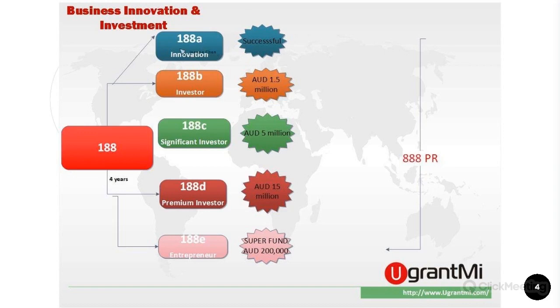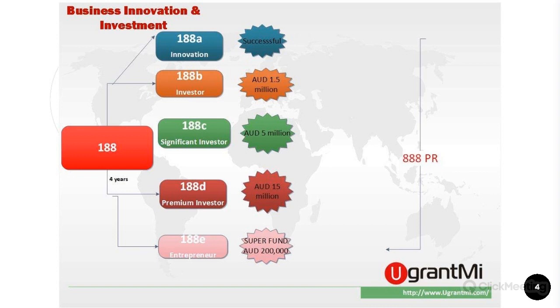So I'm going to the first one, which is 188 innovation. Okay, 188 innovation requires that the business does not have to be a very big business. They have to have a turnover of 500,000 Australian dollars for 2 years in the last 4 years. The business owner must own more than 30% of the shares. Okay, 500,000. This is a requirement.